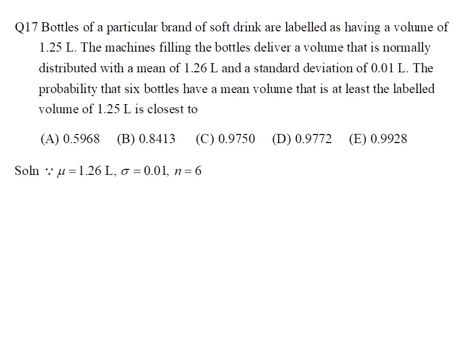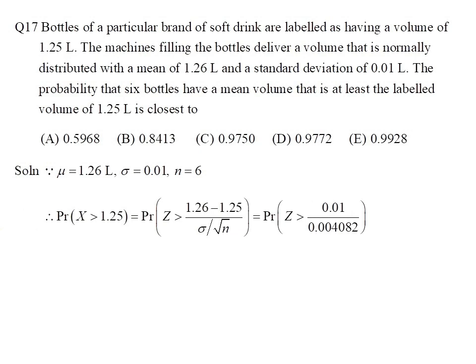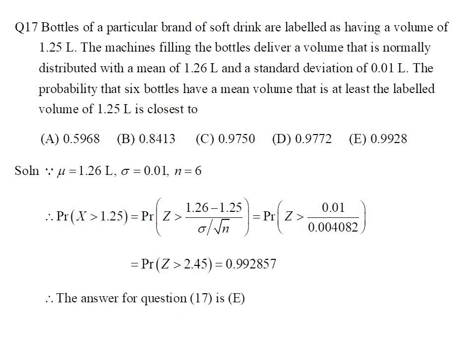Based on the given criteria that a mean value of the volume is 1.26 liters and its standard deviation sigma is 0.01 liter, and the sample number n is 6, the probability when the distribution variable is greater than 1.25 equals the probability when z is greater than (1.26 minus 1.25) over sigma over square root of n, which is simplified to Pr of z is greater than 2.45, which equals 0.992857. So the answer for question 17 is E.